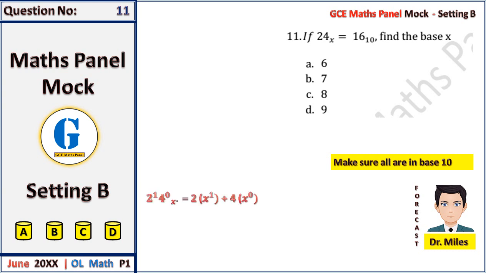Converting the left hand side to base 10, we have 2 times x to the power 1 plus 4 times x to the power 0. That gives us 2x plus 4, which is equal to the right hand side 16, since the bases are now the same. When you solve that simple linear equation, we have x equal to 6 as the answer.